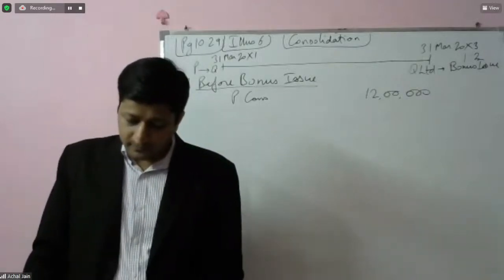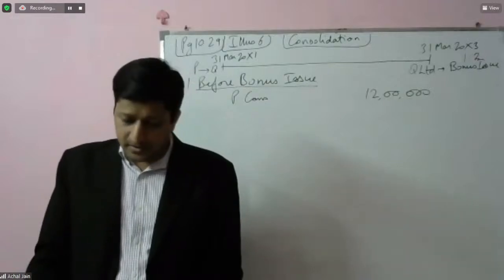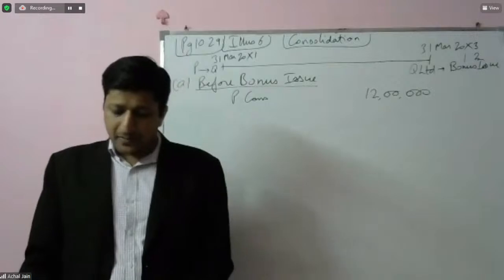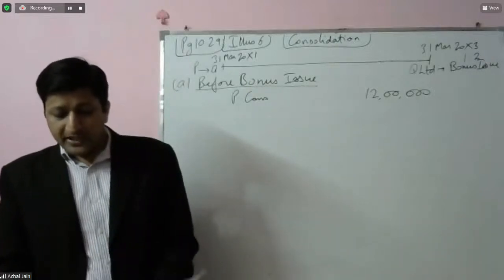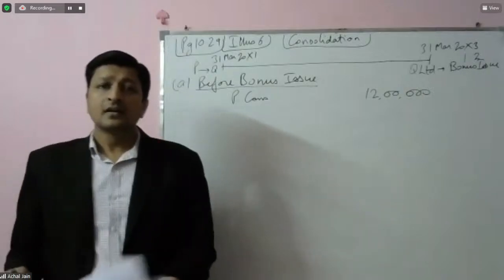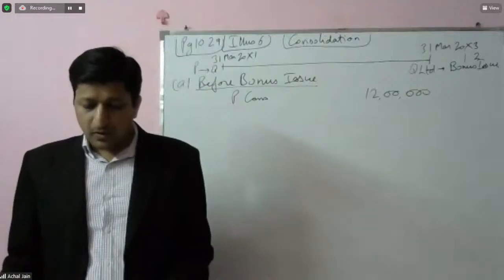$10,50,000. Because we have also got some current assets, some pre-incorporation profits, and trade payables. But we are computing it straight away as on 31st March X3. So that's why we need to check what this amount will become.